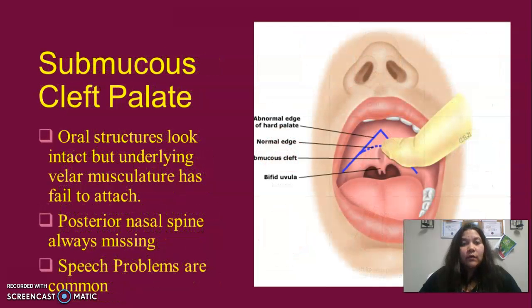Submucous cleft palate: oral structures look intact, but underlying velar musculature has failed to attach. Posterior nasal spine is always missing. Speech problems are common.